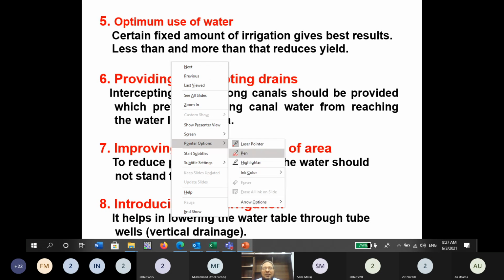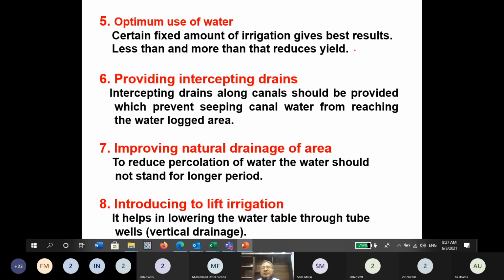Too much water is not required by the crops. If you plot a graph between the crop yield and the water quantity, you will get maybe a graph like that. It shows that only this much quantity will produce the maximum crop yield. Even if you increase the water, it will reduce the crop yield, or if you reduce the quantity of water further, it will also reduce the crop yield. So don't provide water more than the optimum value. That is useless. The next, number 6, is providing intercepting drains.